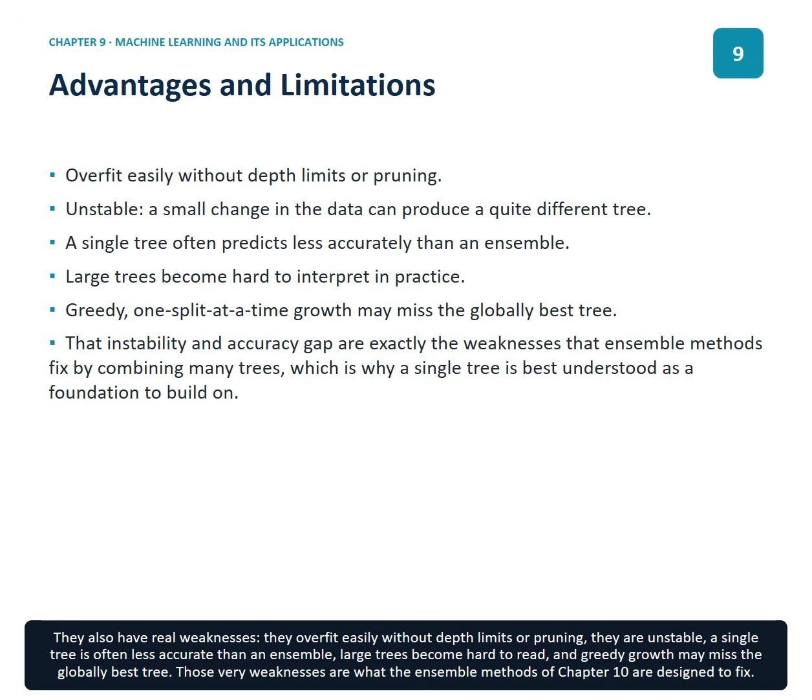They overfit easily without depth limits or pruning. They are unstable. A single tree is often less accurate than an ensemble. Large trees become hard to read, and greedy growth may miss the globally best tree. Those very weaknesses are what the ensemble methods of Chapter 10 are designed to fix.